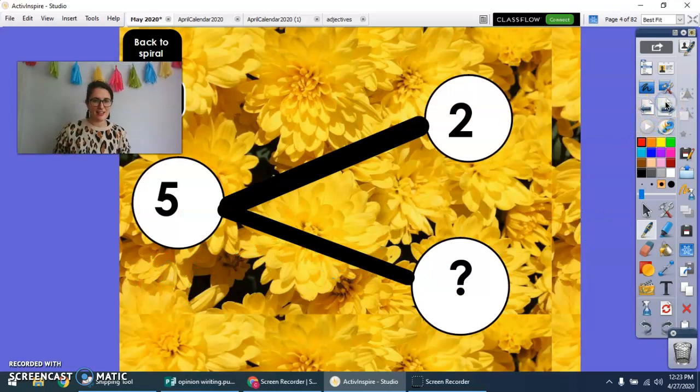All right, our next question. Number bonds. All right, so I have 5 as my whole. So 2 and what else makes 5? All right, boys and girls, if you didn't get a chance to finish them, you can always draw your number bond, or you can just write that number that's missing. And 2 and what makes 5? 2 and 3 makes 5. So I know 2 and 3 makes 5.